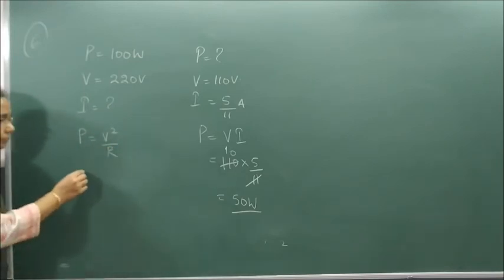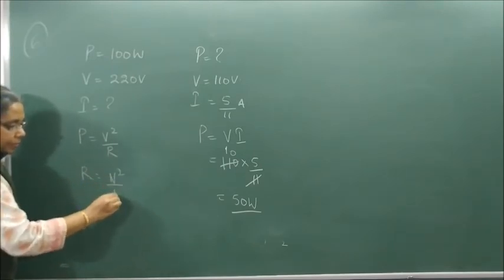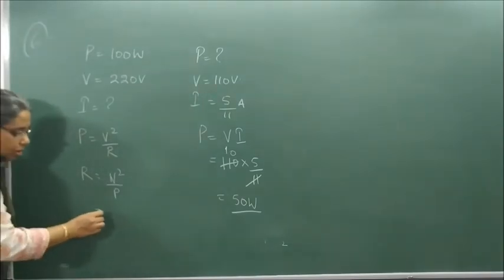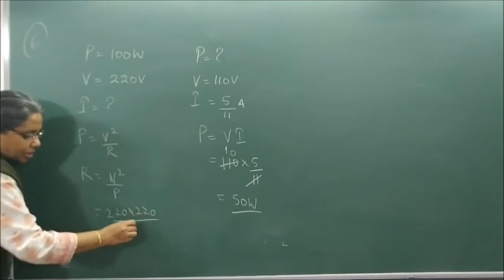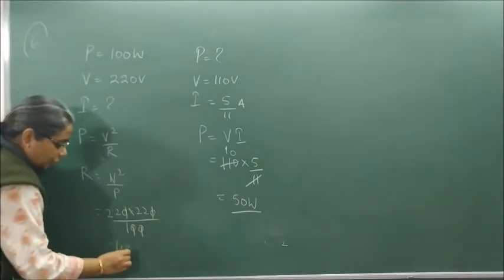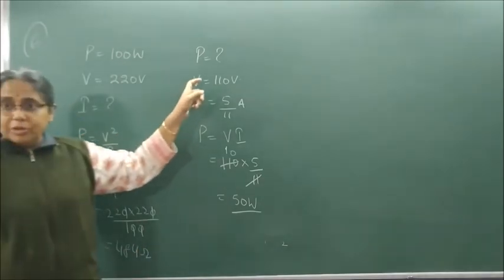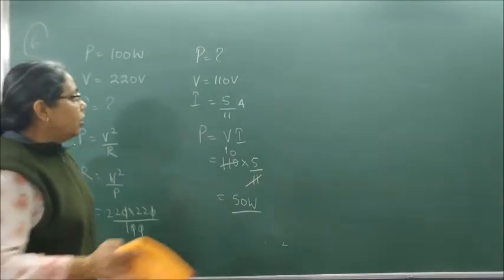Okay. So R is equal to V square by P, because R will remain the same. So 220 into 220 by 100. This and this will get cancelled. So 22 into 22 is 484. So I get 484 ohms. You understood why this is wrong? Because if V changes, I also should change. Now what I have to do?